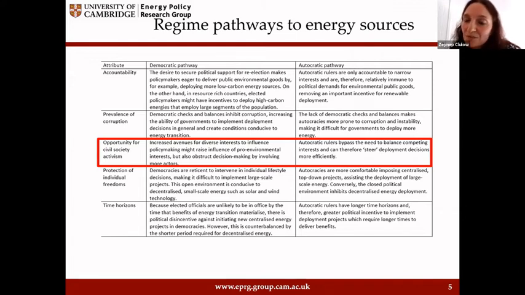Whereas if we look at the right-hand column, in more closed political regimes, we might expect that autocratic rulers would be able to steer deployment decisions more efficiently because they don't necessarily need to balance these competing interests. Really, our hypothesis relating to this particular aspect of democracy is open-ended.